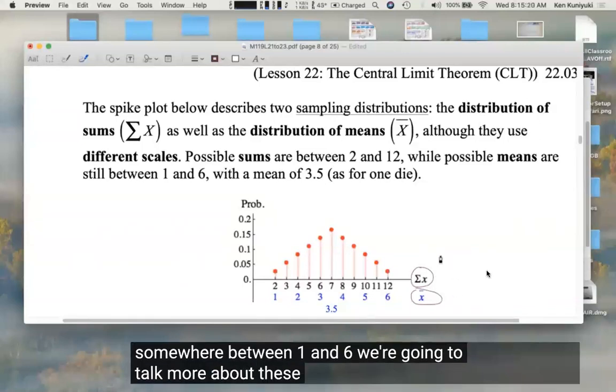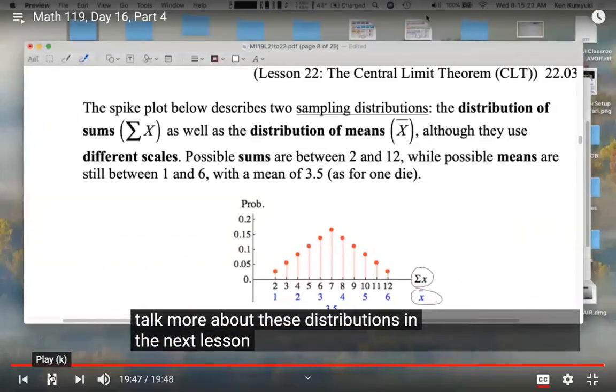We're going to talk more about these distributions in the next lesson. Okay, first of all, are there any questions? I tried to set this up very carefully. I thought dice would be a good example. We've seen these before. Any questions? Any questions? Because it gets deep.